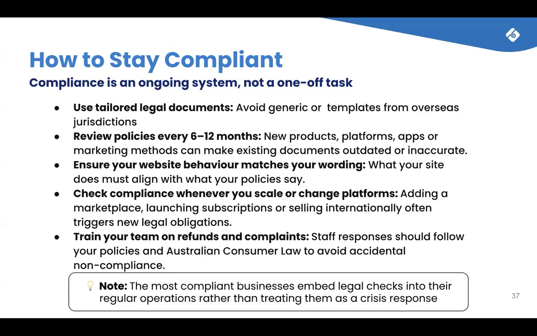So first, to stay compliant, you use tailored legal documents. Generic templates, especially the ones that you adopt from overseas jurisdictions, are one of the fastest ways to end up with documents that don't actually protect you. Because if they are not applicable, they are not enforceable. Second, review your policy every 6 to 12 months. New product, new platform, new apps, or new marketing methods that you introduce can quickly make your existing document inaccurate or no longer applicable.